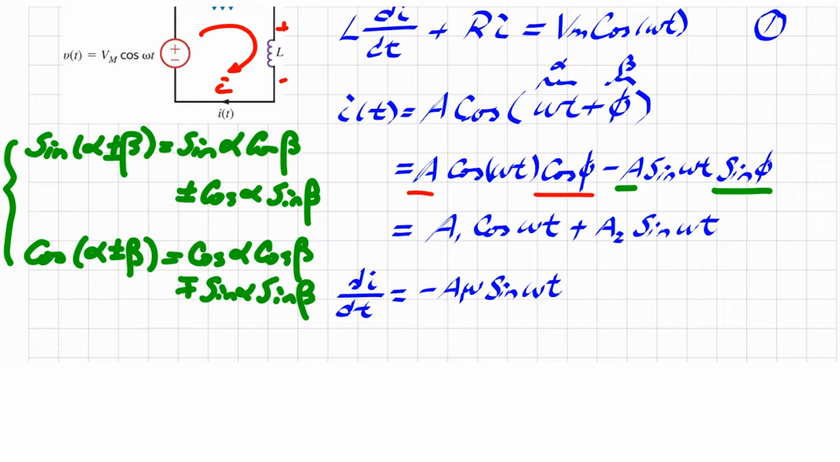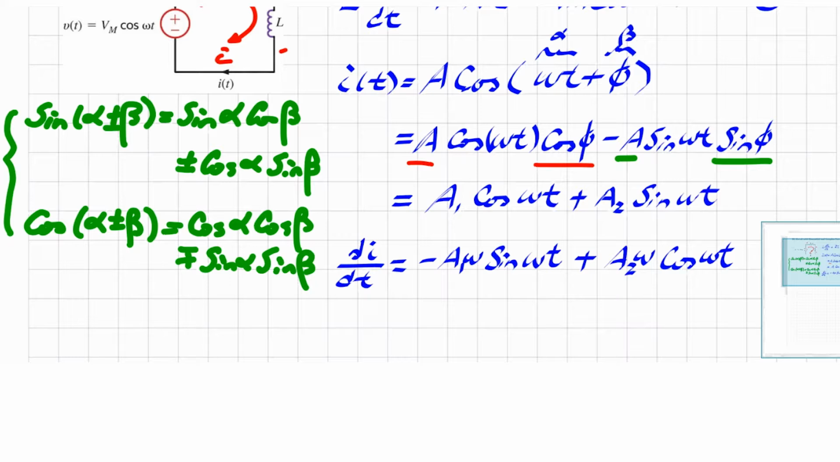Same thing here, we take the derivative with respect to t for the second term, A2 times sine omega t, and we have A2 cosine omega t. Then taking the derivative of omega t with respect to t, we end up with another omega over here. Okay, so we're ready. We're going to put it into equation 1 and see what it looks like.